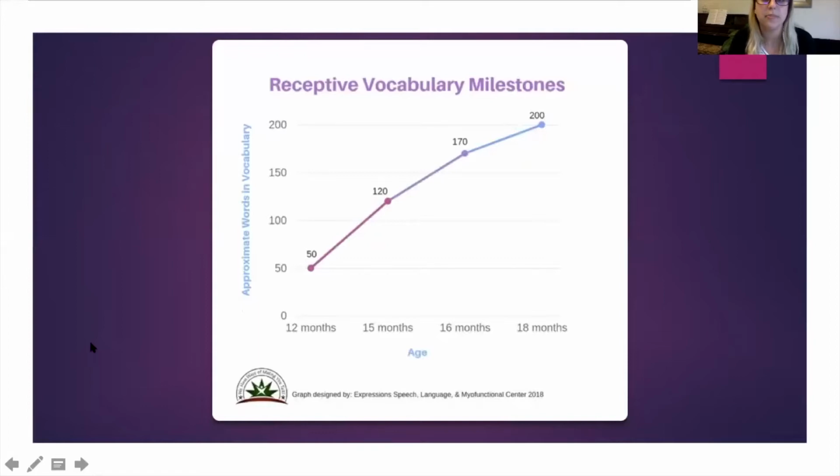So this is receptive vocabulary milestones. At 12 months, a child knows about 50 words. 15 months, they know 120. 16, they understand about 170, and then 18, they understand about 200. And this is just on average for typical children.